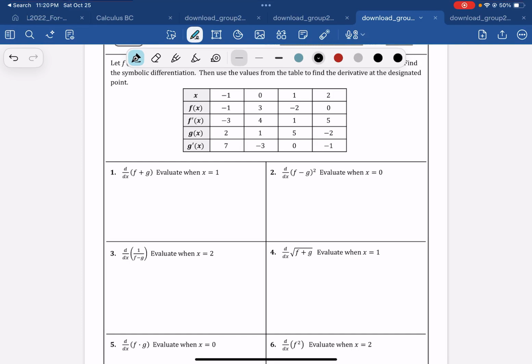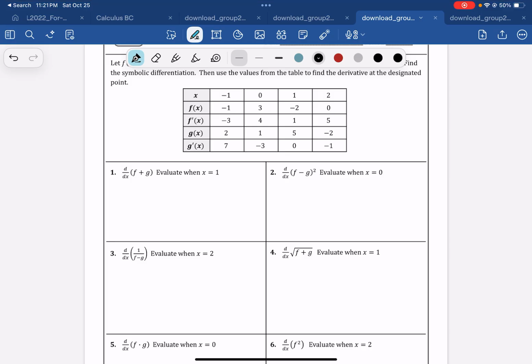Alright guys, so long time no see, and today we're gonna do something related to the more complex chain rule about derivatives. So here's a table, and we're gonna use the table to find out the value of each derivative. Alright, let's start.